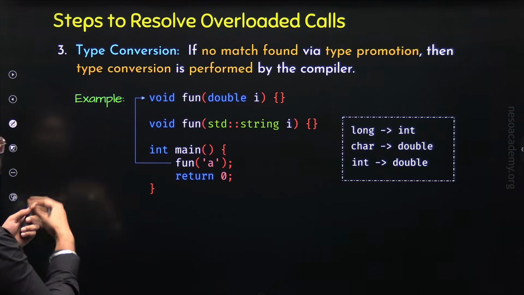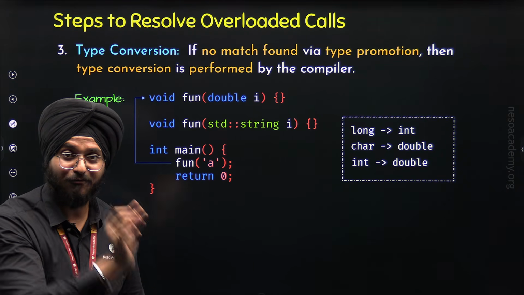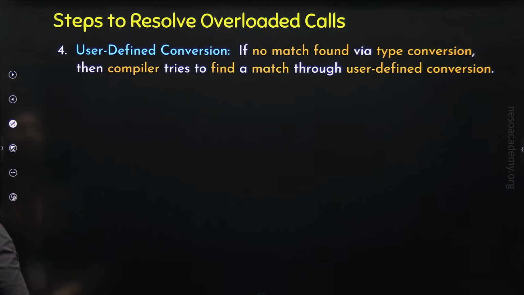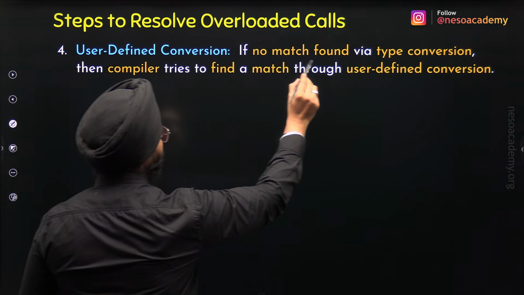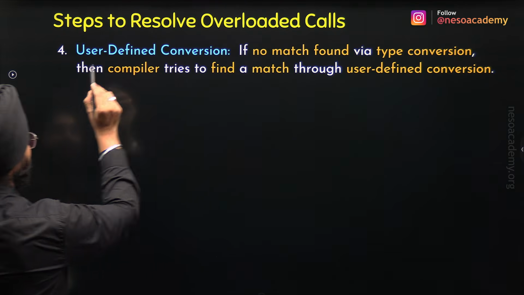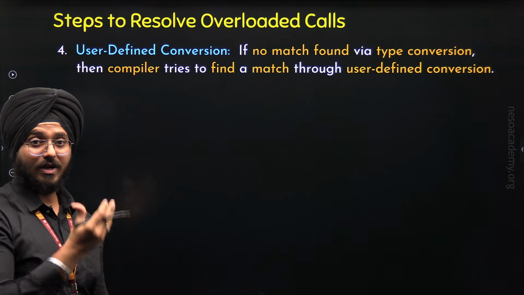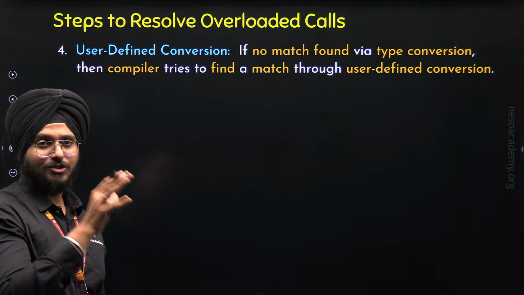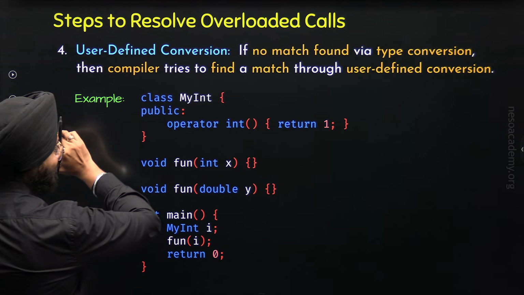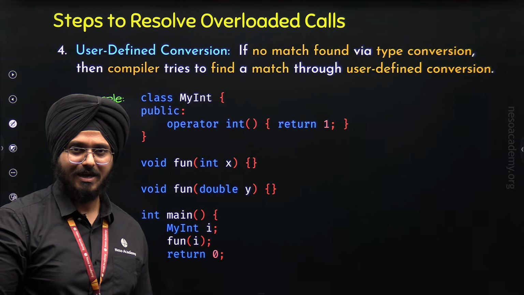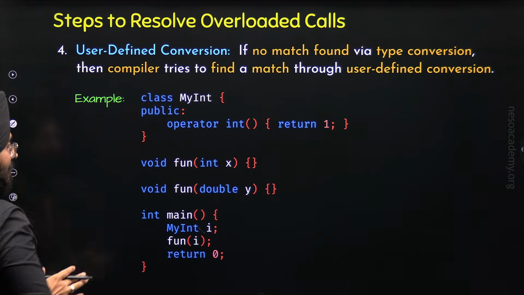Now, what if type conversion is also not possible? If that is the case, then the compiler will move to step number 4. In step number 4, the compiler tries to perform user-defined conversion. If no match is found via type conversion, then the compiler tries to find a match through user-defined conversion. Now, what happens in this case? Let's try to understand this through an example. Here in this example, you can observe that I have defined a class. You might not know what a class is. I will give you the surface level understanding about classes and this specific class.